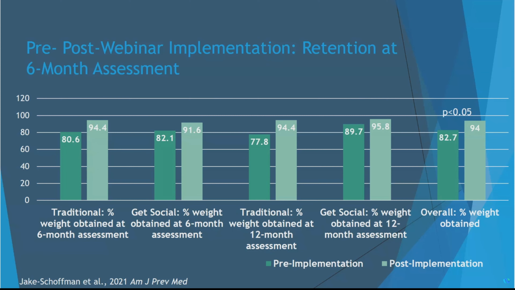So quickly, these are some of our results across the assessment. And so here for Get Social, you can see in the first four parts of the bar graph, descriptively, we had increases of almost 10% in retention at both 6 months and 12 months across the two conditions. We ran multi-level models to see if there were group by time differences, which there were not.